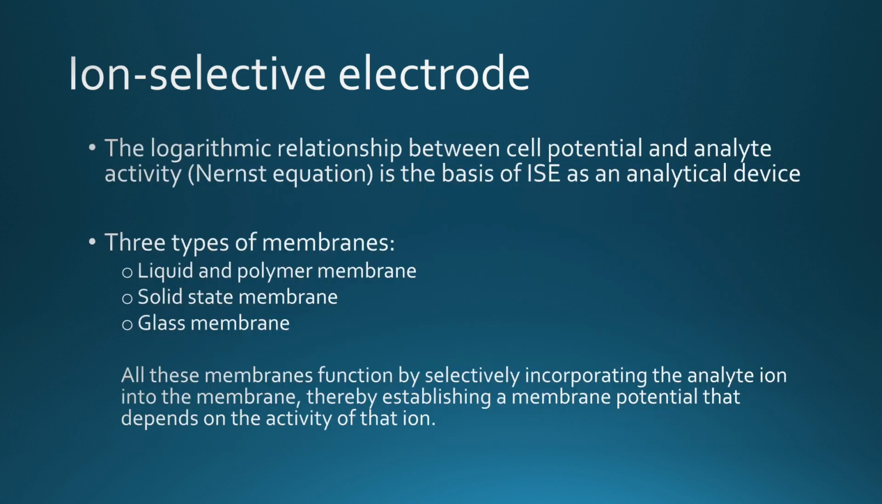Now, how can we get the concentration or the activity of the analyte of interest? They apply what is called the Nernst equation, where the log relationship between the cell potential generated and the analyte activity is used as a basis for the ion selective electrode in an analytical device. There are three different types of membranes: liquid and polymer membrane, solid state membrane, and glass membrane. All these membranes have selectivity to a particular analyte.